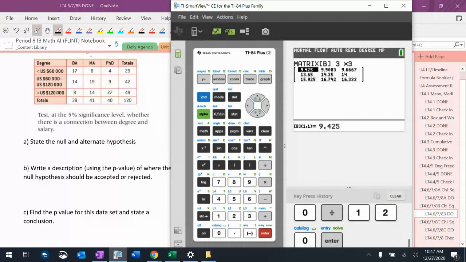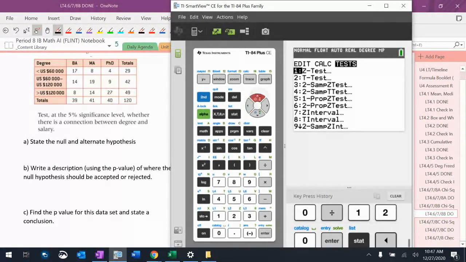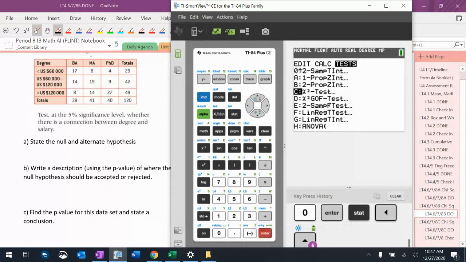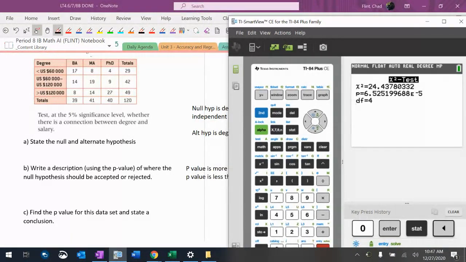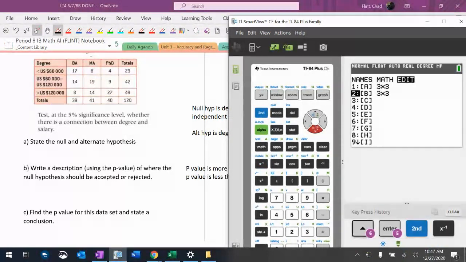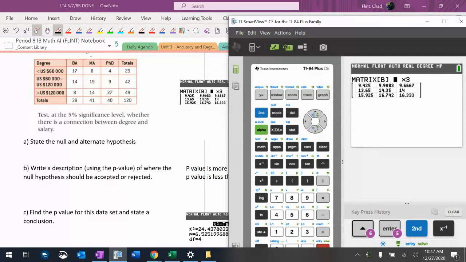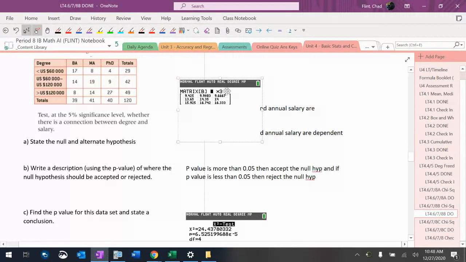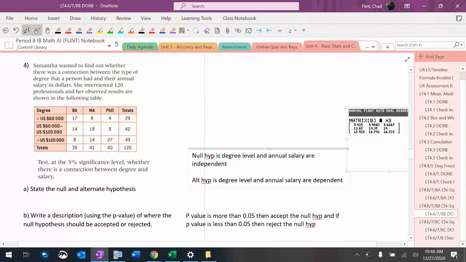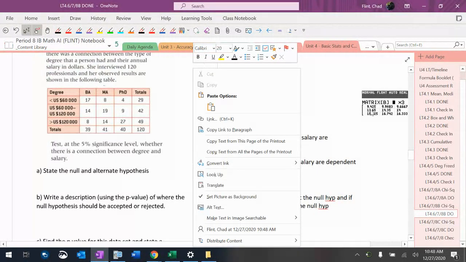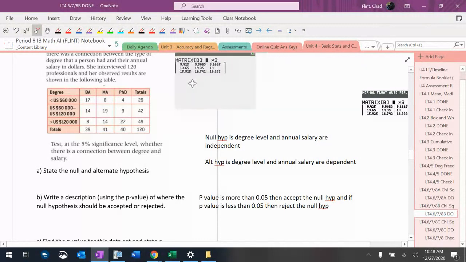So now I have matrix A and matrix B. So I hit stat, tests, come up from the bottom to the chi-squared test, hit enter. I've got everything in there. So I calculate. Whoops. And then I'm going to drag and drop this into there. I'm also going to drag and drop matrix B into there too. All right, so I probably got to do a little bit of moving here. So let's move this over there. So there's matrix B.